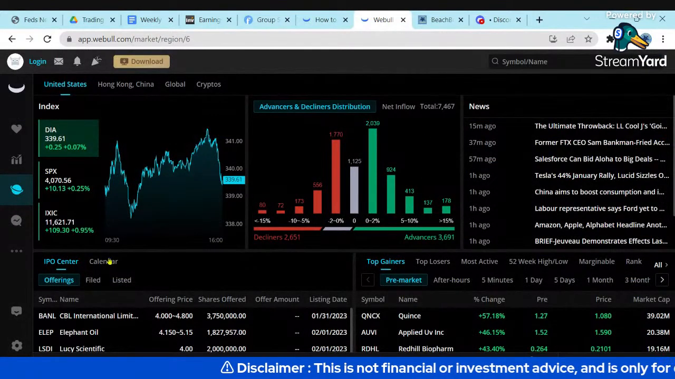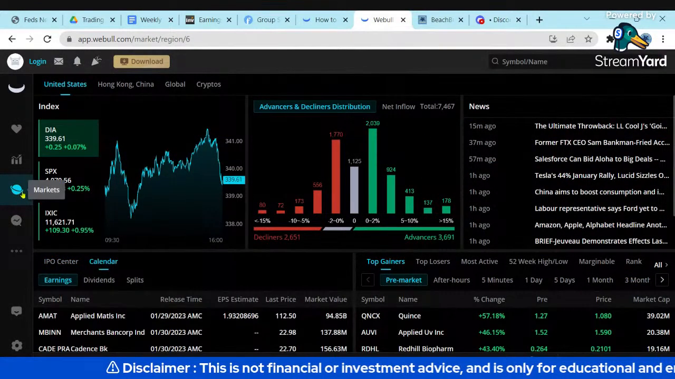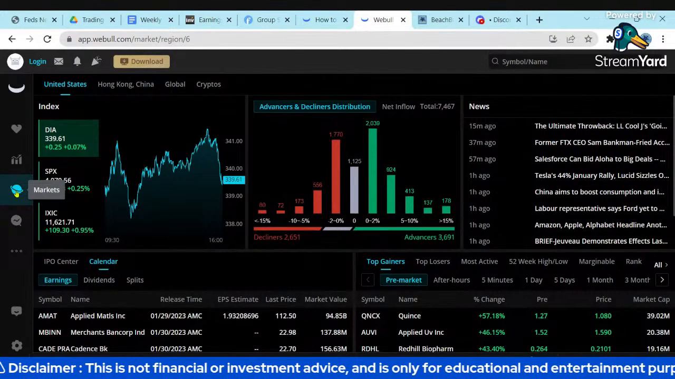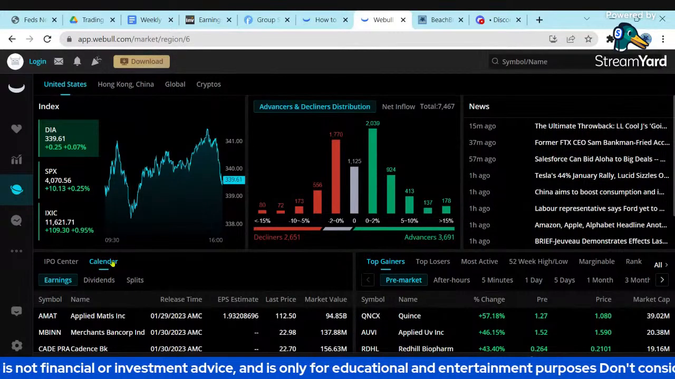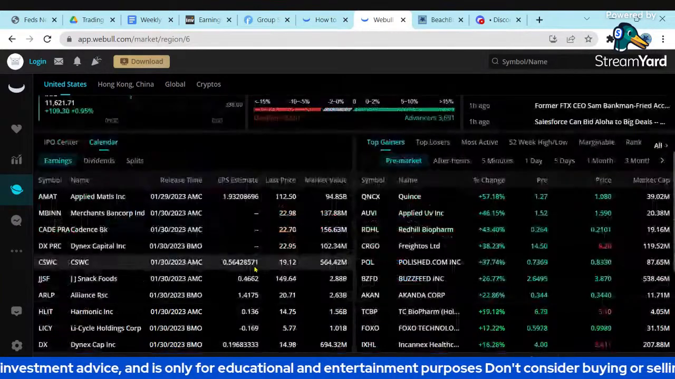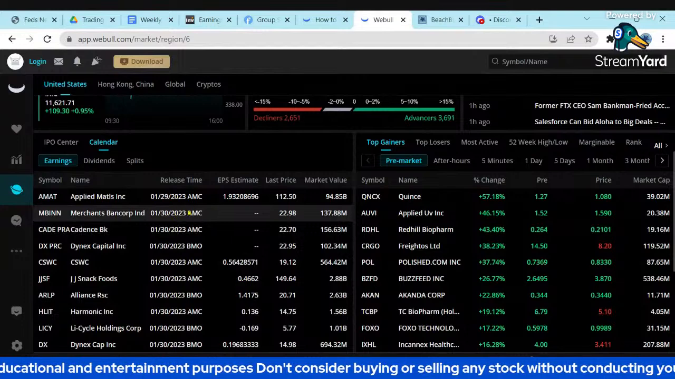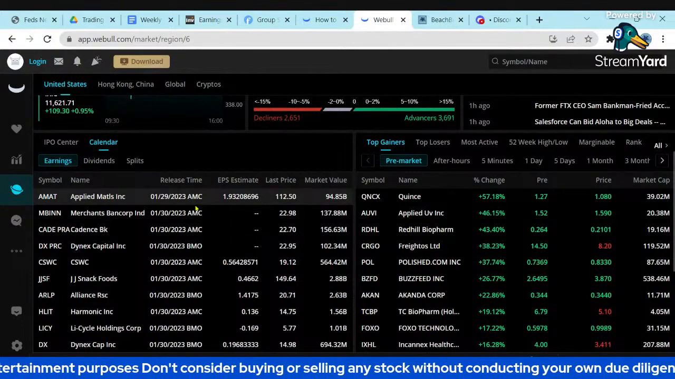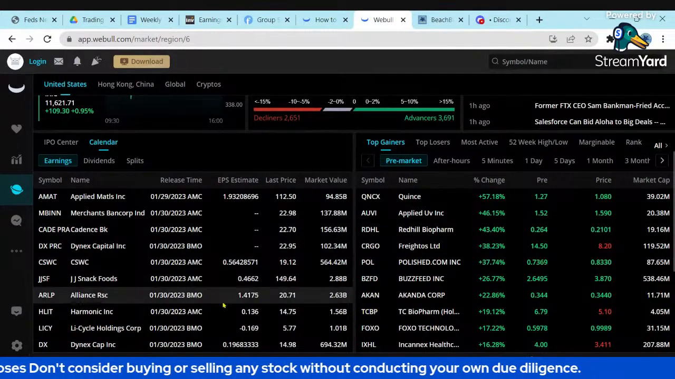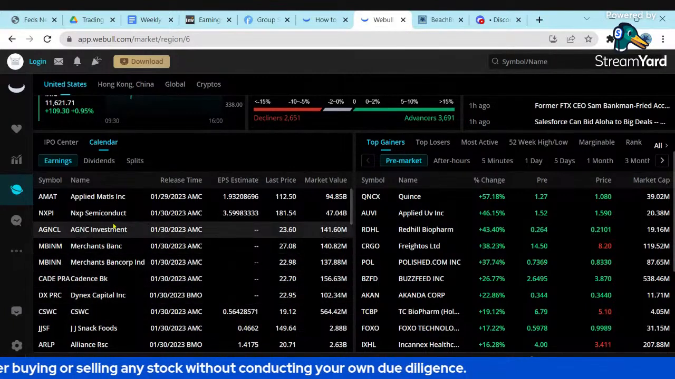But again, just to highlight the earnings calendar, if you go to the market screen, I'm on the online browser version of Webull. You go to calendar, you get earnings. Then you can see a near-term schedule of earnings. So in the release time, whether it's aftermarket close or before market open. So again, very, very near term.